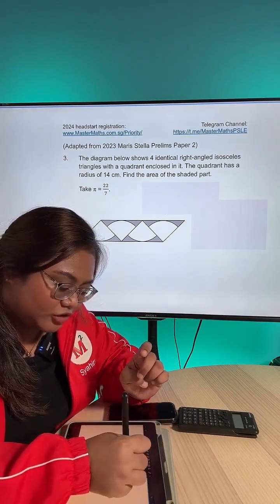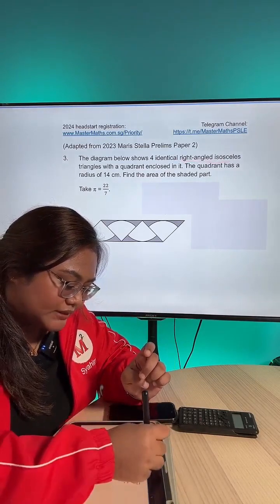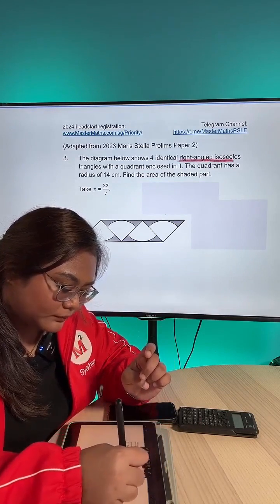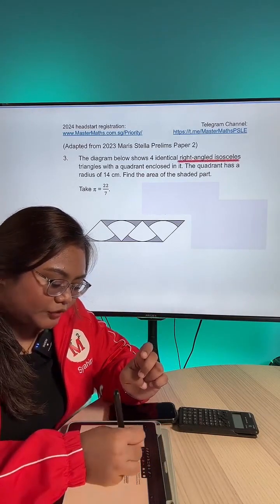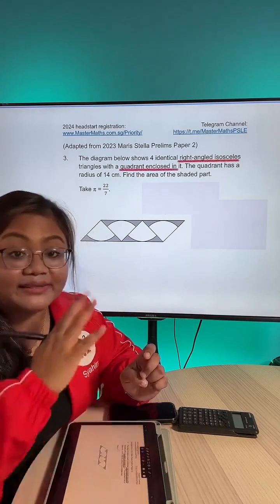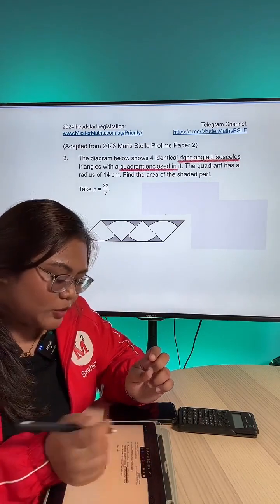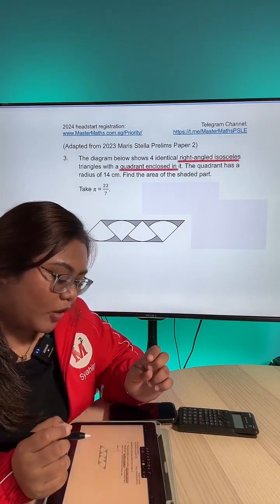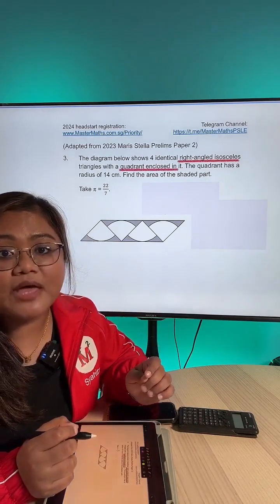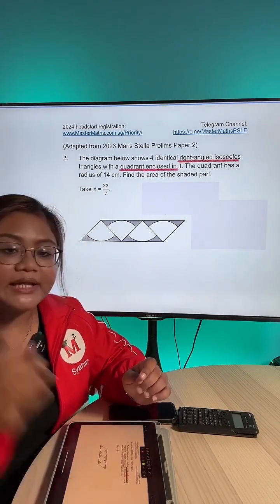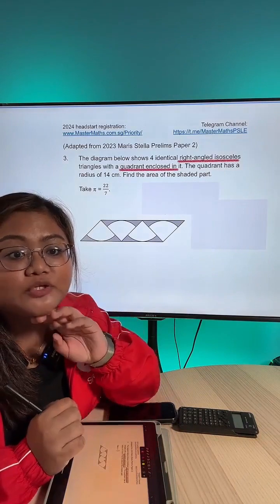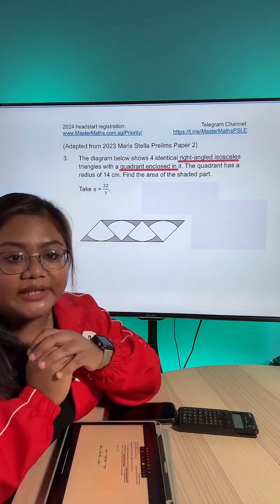Okay, question 3. The diagram below shows 4 identical right-angled triangles. In fact, they are not just right-angled, they are also isosceles. And we have a quadrant enclosed in it, basically what the diagram has given you, okay? You know that the quadrant has a radius of 14 cm and you want to find the area of the shaded part. Now, this is in paper 2, so you can use your calculator.